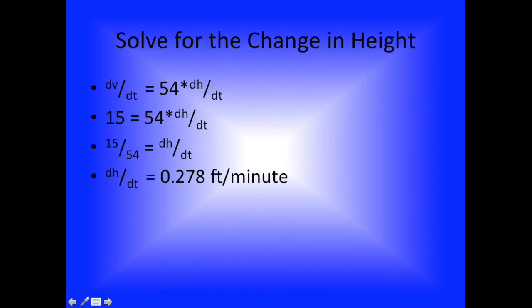To solve for the change in height, you must first take the derivative of the change in volume. This would be dV with respect to dt is equal to 54 times dH with respect to dt. This then is 15 is equal to 54 times dH over dt, which when 15 divided by 54 equals 0.278 feet per minute, that would be the change in height with respect to the change in time.